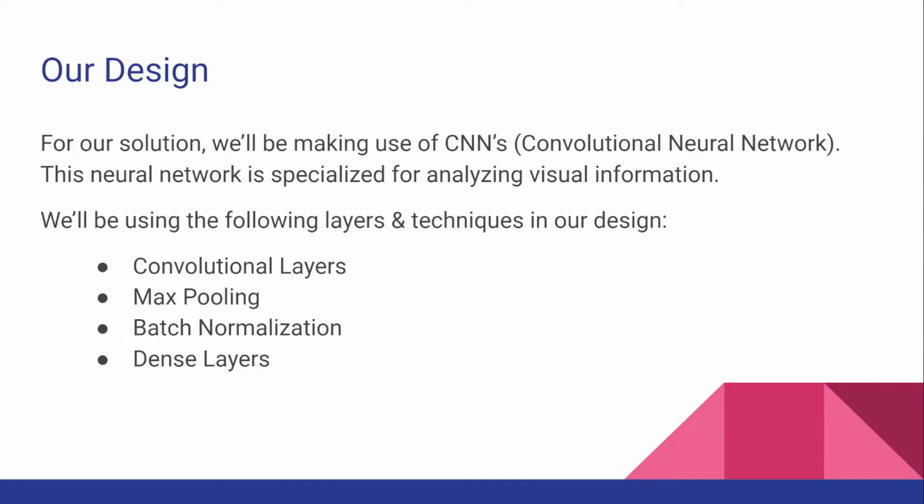Now, for our design, we'll be making use of CNNs, which stands for Convolutional Neural Network. We chose this neural network because they're specialized for analyzing visual information, which is going to be great for us, considering that our dataset is a collection of images. Now, in our model, we're going to be using the following layers and techniques in our design: convolutional layers, obviously since we're using a convolutional neural network, max pooling, batch normalization, and dense layers.